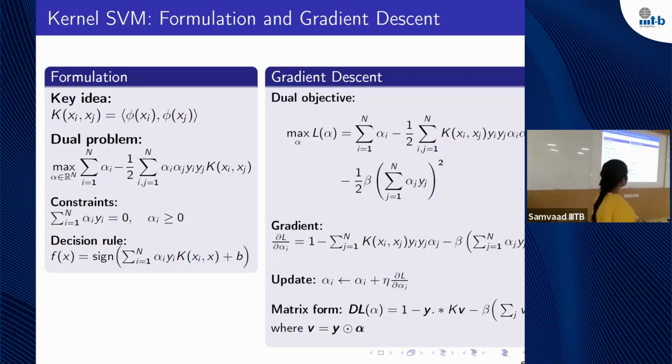So if you see here, this is a vector operation. Y dot star is also a vector operation. And here you have K times v. So this K times v computation takes order n square evaluations, or it takes order n square floating point operations. And that is the most computationally expensive operation involved in finding out this gradient, because the rest of the terms are just vector operations and they can be done in O of n time. But this K times v, which is a matrix vector product, will take O of n square time.